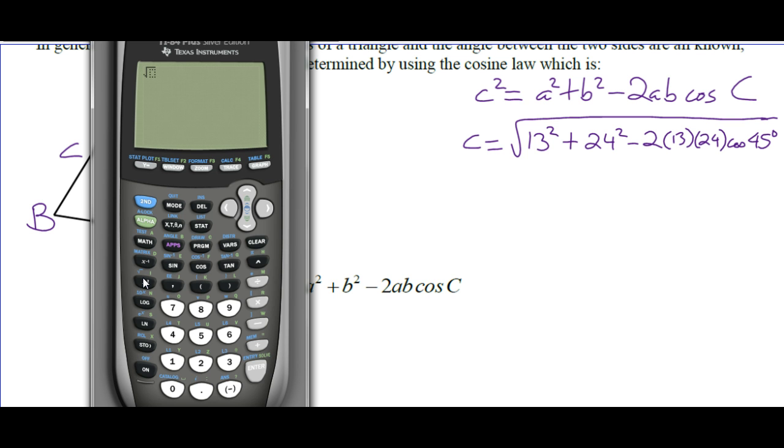So square root, 13 squared. Follow along on your own calculator. Plus 24 squared. Make sure you're in degree mode too. Okay, 13 squared plus 24 squared. Arrow out. Minus 2 times 13 times 24 times the cos of 45. Close that off. Hit enter. Boom, there's your answer, right? 17.4.